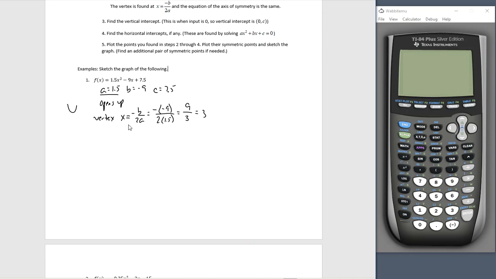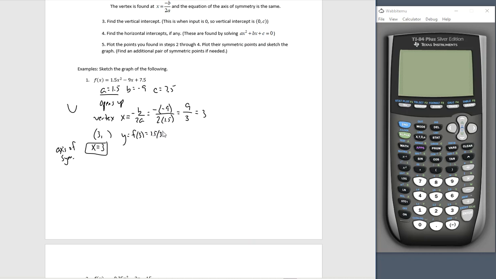Now, first of all, this is going to be the x-coordinate of our vertex. We have to find y, but also this gives us x equals 3 for our axis of symmetry. And I'll explain a little bit more about that in a minute. So what's the y value of the vertex? Well, I'm going to put 3 back in my function.